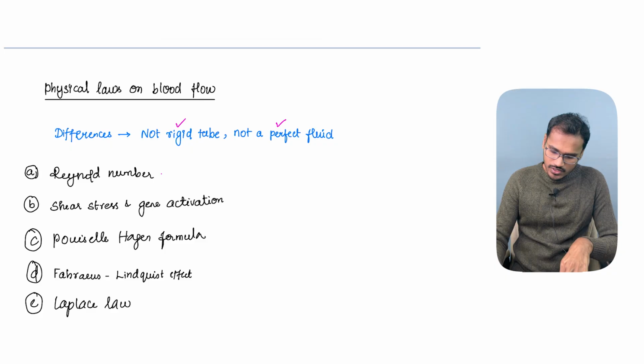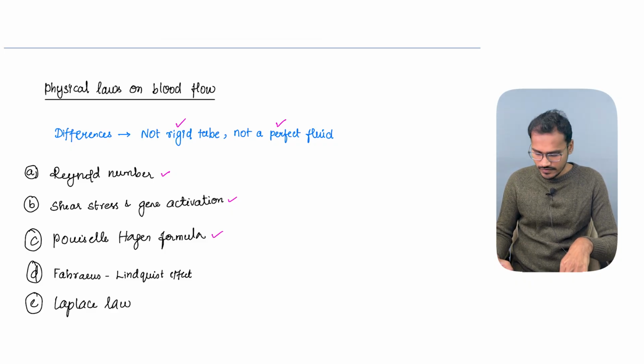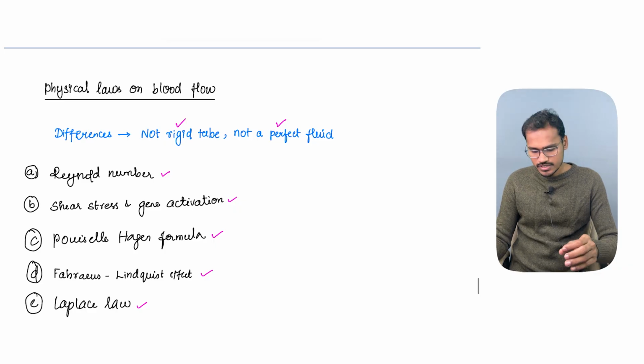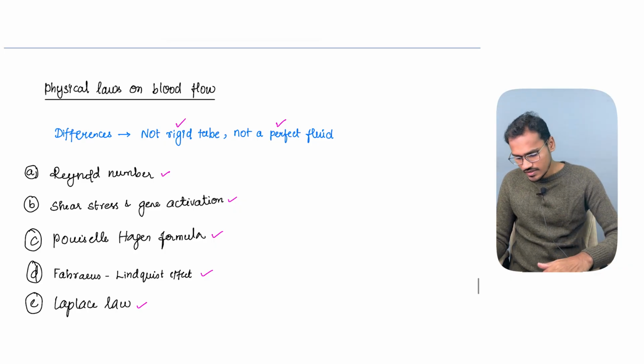So the laws that we are going to study today are the Reynolds number, then gene activation by the shear stress, the Poiseuille-Hagen formula, then the Fahraeus-Lindqvist effect and the Laplace law. There are numerous laws, but these are the most important ones, so we will stick to these. First, coming to the Reynolds number.